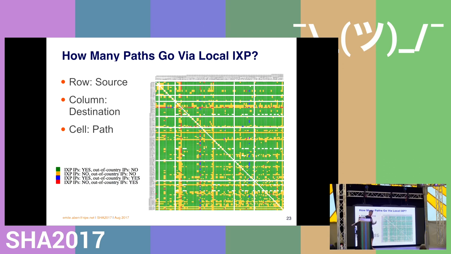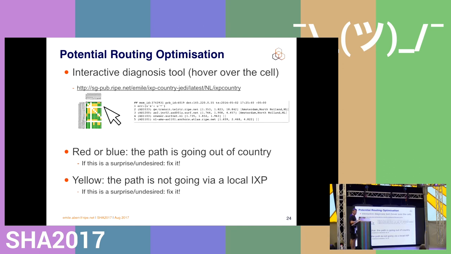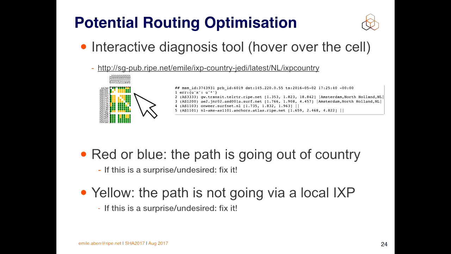Yellow is it's local, but it's not via an IXP, so it's a direct interconnect or via some local networks. The red is where the paths go out of the country. If you go to the URL, it's actually interactive, so you can hover over and see the actual traceroute, so you can see if the geolocation is correct. You see ASs, and you can see what metadata is included. So if stuff is going out of country, and it's a surprise for you, you can fix it. Yellow, if you wanted traffic to go through your IXP and it didn't, that's also something you can fix.